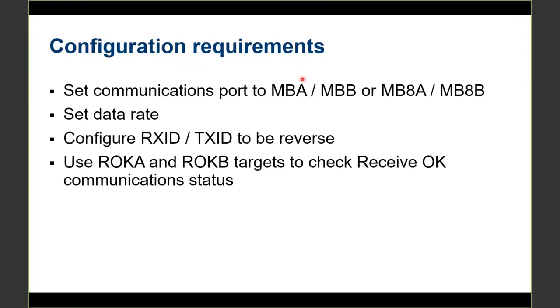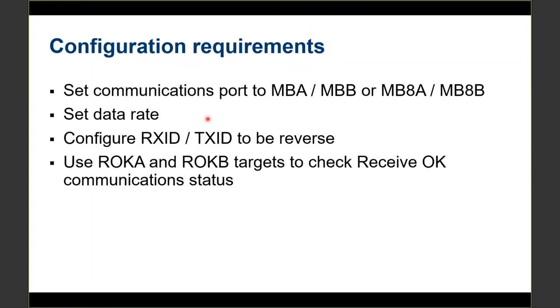The letters here, A and B, mean channel A or channel B on the relay. So channel A is the first channel available on the relay, and channel B is the second one. After setting up the serial port to use this mirror bits protocol, the user should set up the data rate, or the speed, and then set up the address. And this address should be reversed on the application.